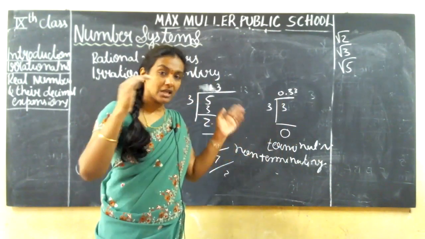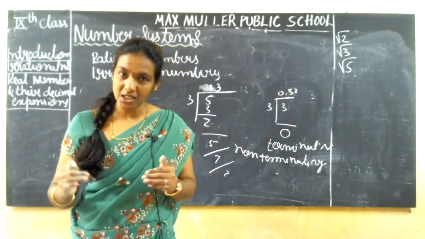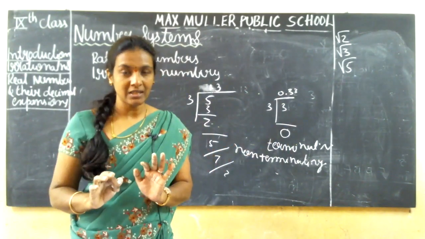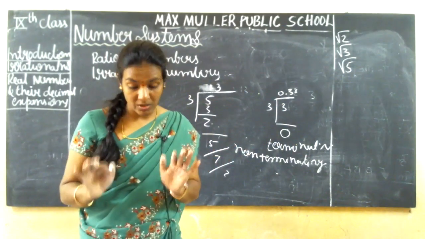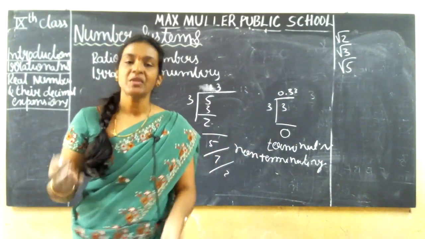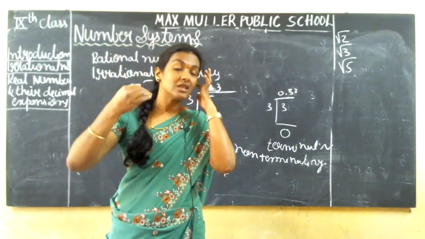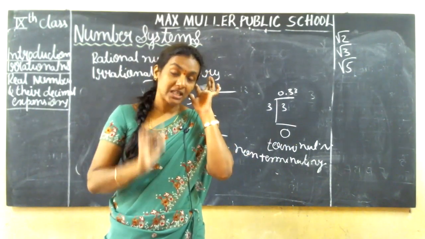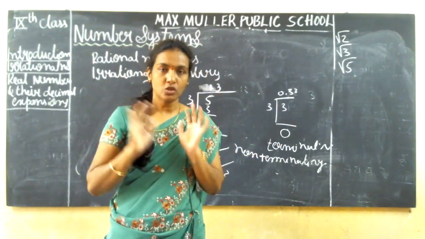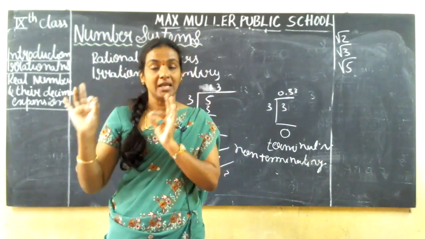Third one, terminating versus non-terminating. You have to understand now. If you get a 0 in the remainder, those are terminating decimals. Since you are learning about decimals, you can use the word decimal. If you are not getting 0 in the remainder place, those numbers are non-terminating.